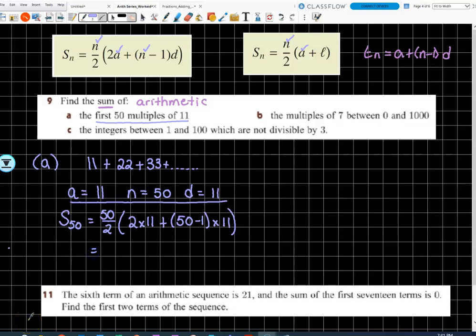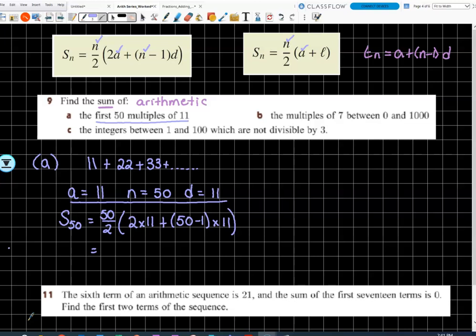That wasn't the only way to do it. How else could we have done it? By using the right-hand formula. Just times 11 by 50. You could get the last term, excellent, by saying 50 times 11, and then you could use the right-hand side formula.